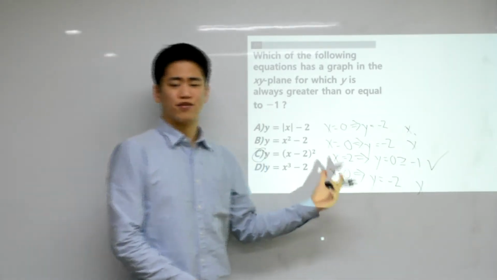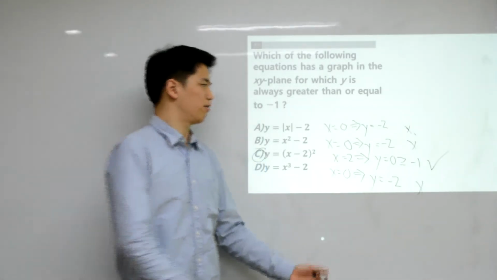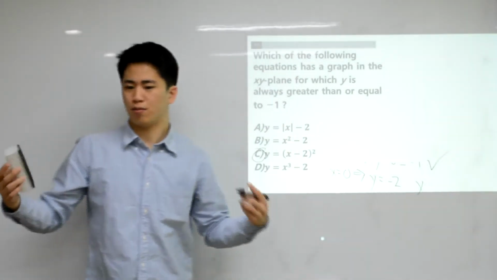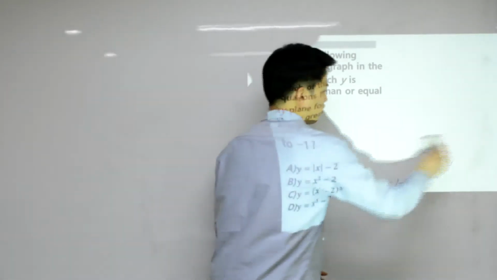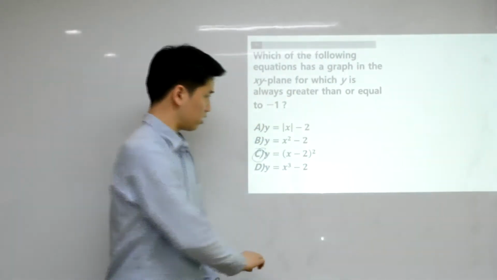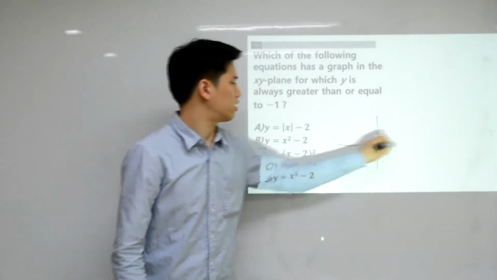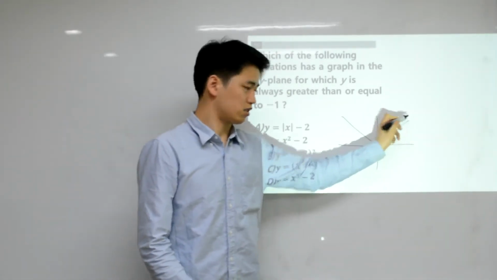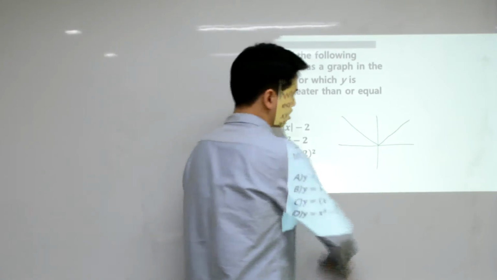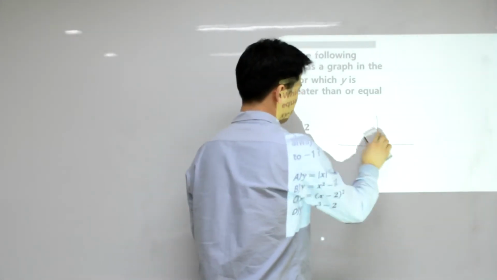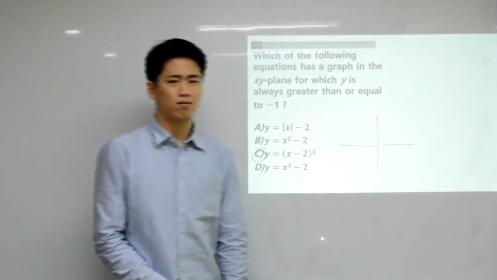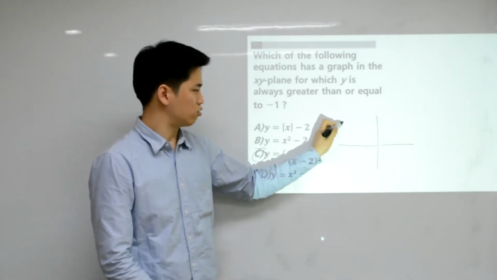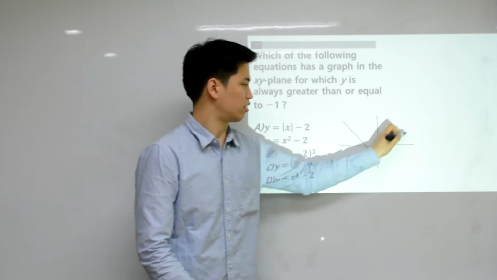If this was a little confusing for you, another way you could do it is to actually think of it in terms of the graphs, if you're a more visual learner. This is the xy plane. We know the absolute value graph looks something like this. That means that the absolute value of x minus 2 will be the same graph shifted down 2, translated down 2. So it will look like this.